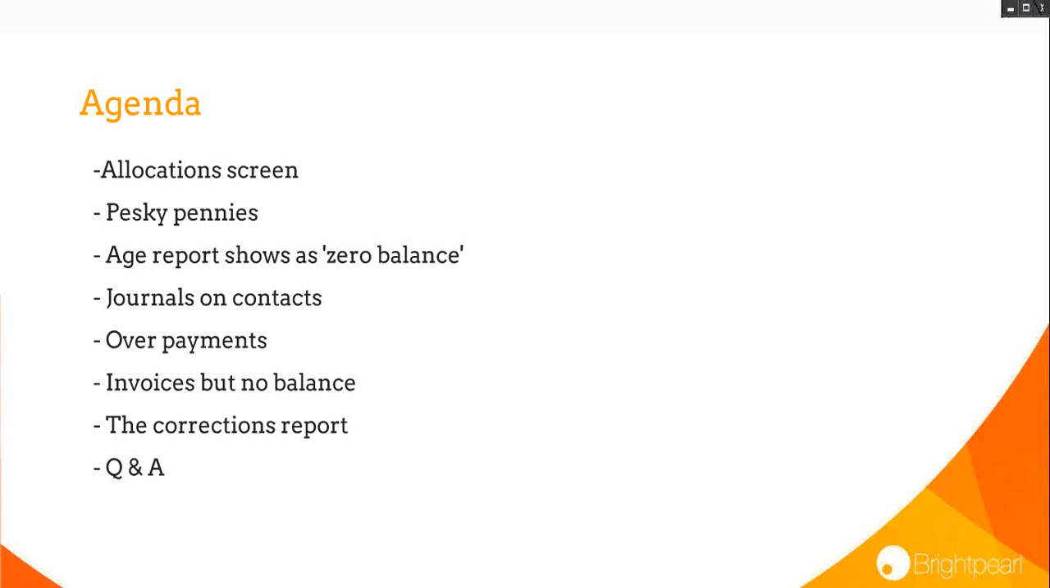What we're going to be doing today is going through some very basic accounting corrections, and we're going to go through the allocation screen, which is a very useful screen to use, especially if you are having exchange rate variances and things like that. Pesky pennies, which are those little pennies sitting there that you just want to get rid of. The age report that is showing a zero balance. The journals on contacts.